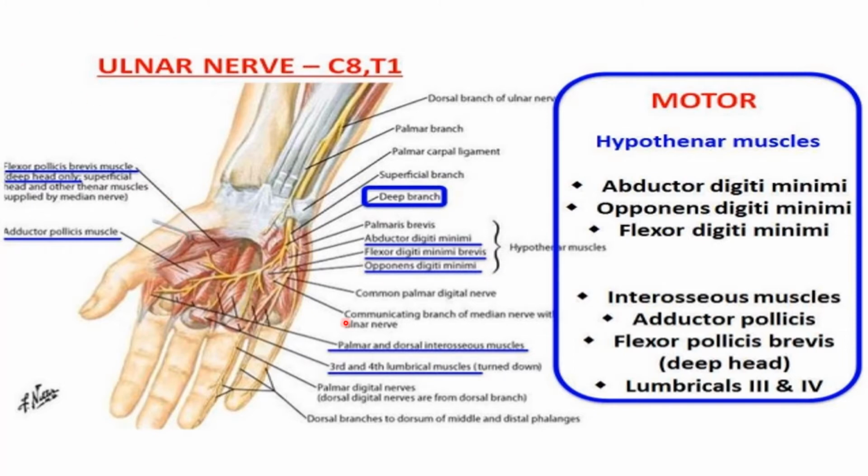So this diagram is very important. You have to memorize how many branches it has, which part the superficial branch supplies, which part the deep branch supplies, and that the cutaneous branch has palmar and dorsal branches, and which part they supply.